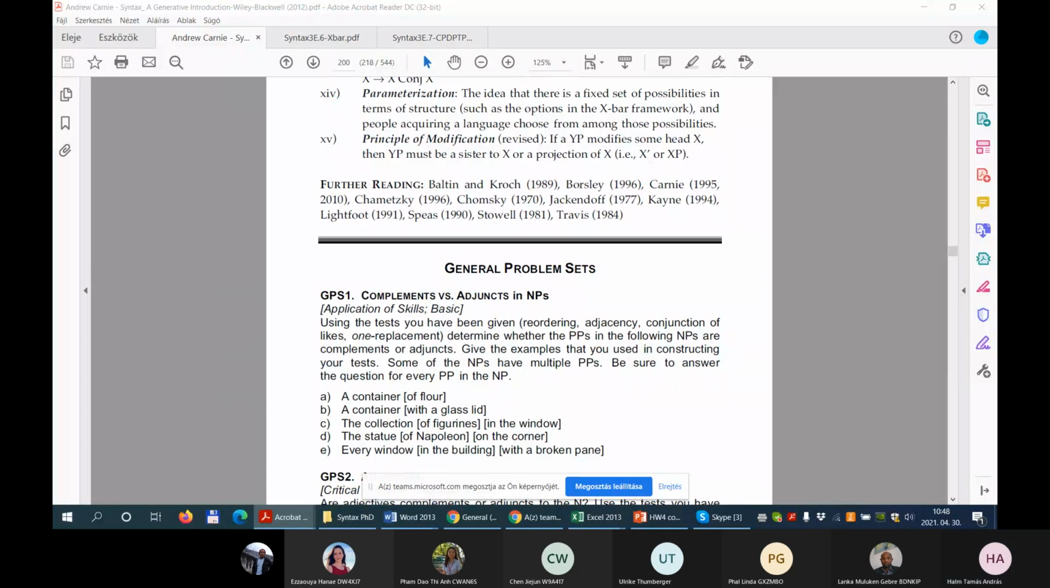Okay. But this is important, and it's an interesting thing that even though in this particular case every window in the building and every window of the building mean pretty much the same thing, there is a syntactic difference. In the building is an adjunct, and of the building is a complement.